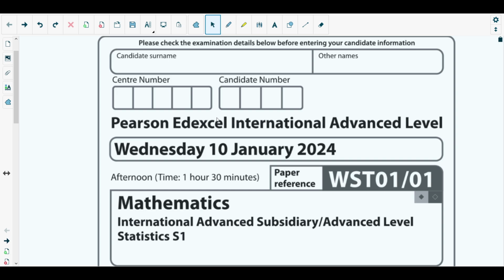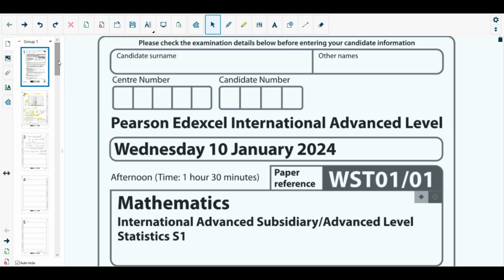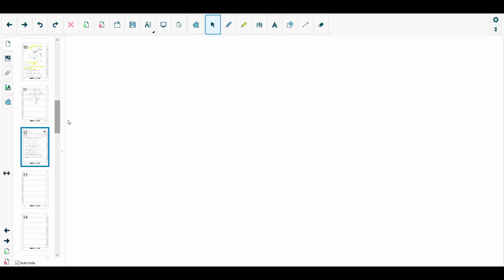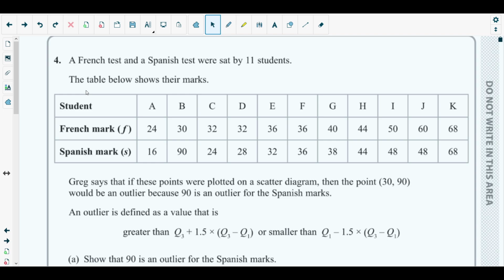So in this video we will be solving question number 4 from S1, that is the Statistics 1 January 2024 paper. Let's see what question number 4 is about. The concepts behind this question come from chapter 3, representation of data, specifically how to find outliers, and from chapter 5, correlation and regression. So let's get started with question number 4.